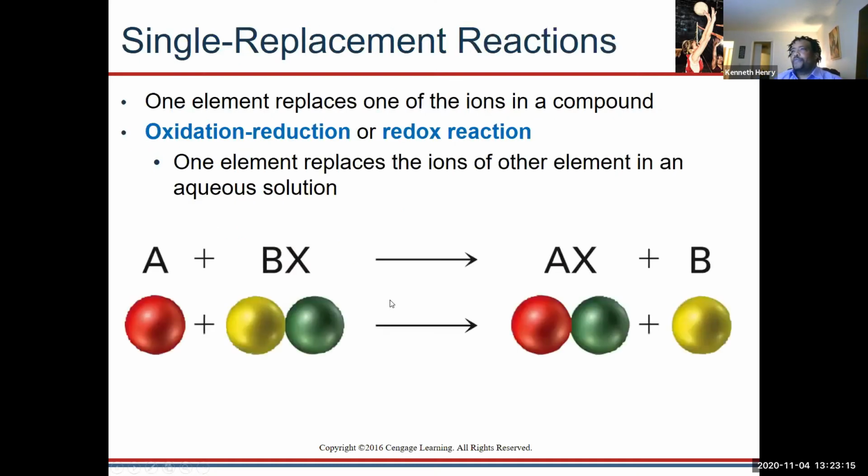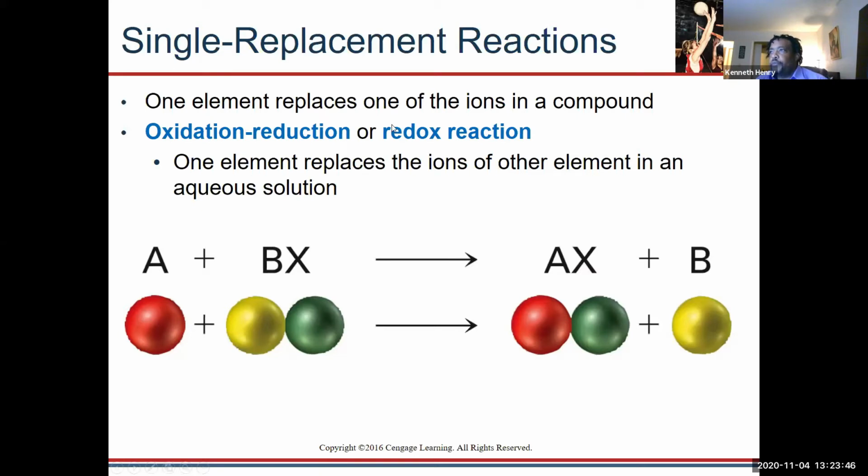The next reaction that we're going to be talking about is called a single replacement reaction or a single displacement reaction. It's also often a redox reaction, oxidation reduction reaction. Oxidation means that you're losing an electron, and reduction means that you gain an electron.